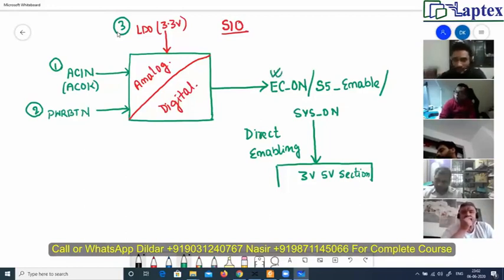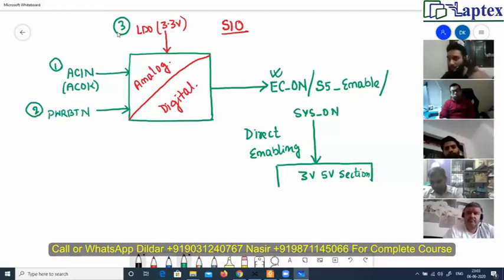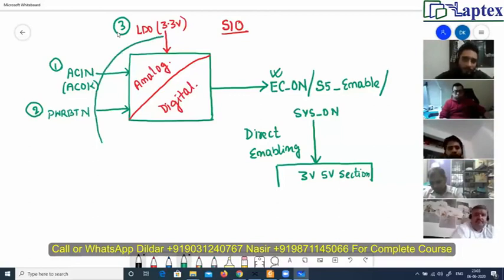I'm not talking about the RSM reset. I'm not talking about the SUS clock. I'm not talking about EC reset. I'm not talking about all those things. That is also generated. I'm not talking about 1.8 volt that is generated in the IO. We'll not talk about that. It will be discussed separately because that requires a separate class. It is not related to 3 volt, 5 volt section. Whatever is related to 3 volt, 5 volt section, I am dealing with that only. So these three are the basic requirements that you need to check before EC on is coming or not.